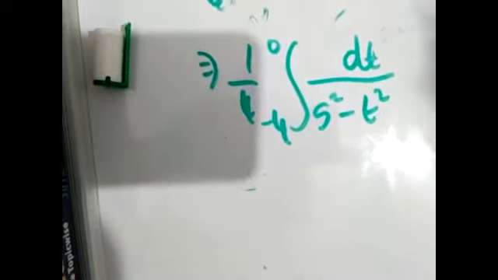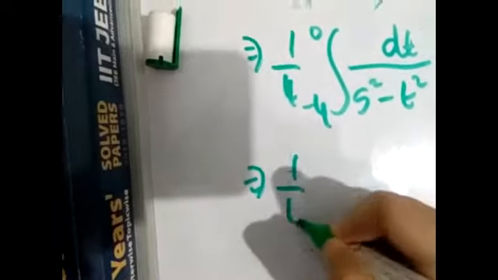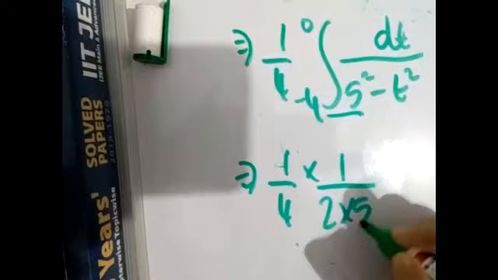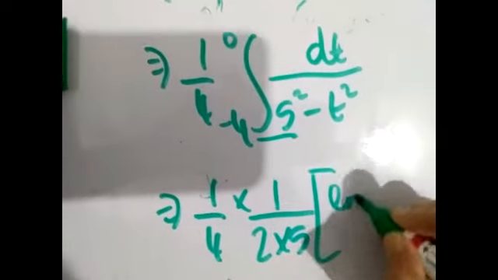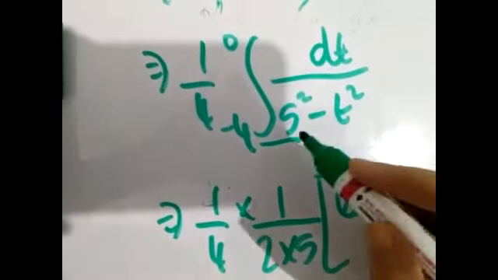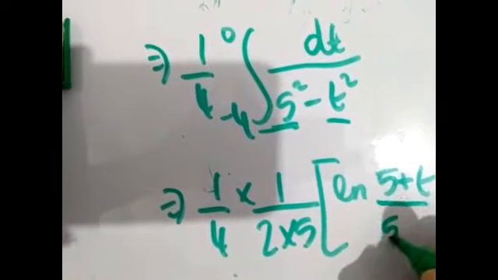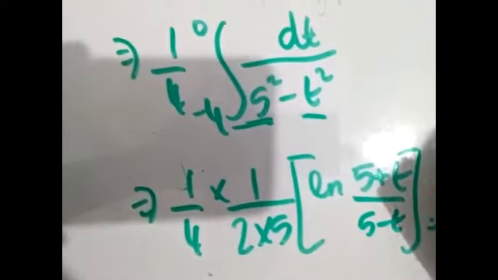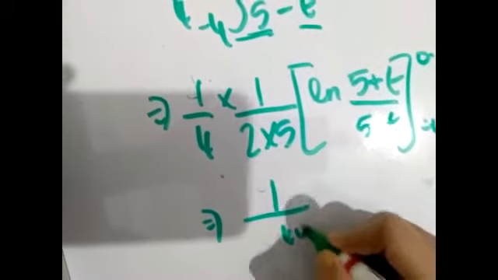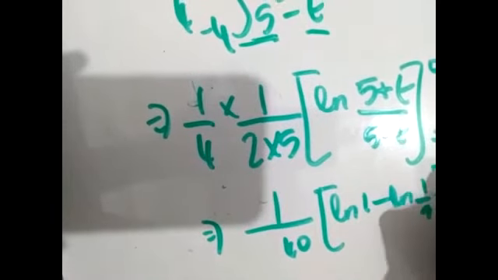What is the integral of a square minus t square? I'll have log, right? So 1 by 4 into 1 by 2a. A is 5 over here. So 2 into 5, log of (5 plus t) by (5 minus t), where a plus x is 5 plus t. And I'm putting the limits. So I have 1 by 40. When I put the limits, I'll get log 1 minus log 1 by 9.